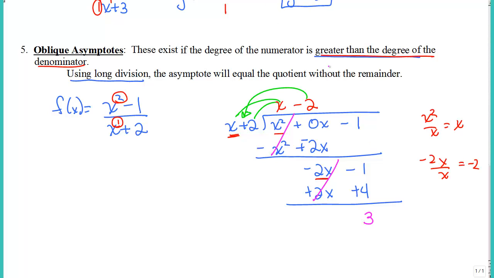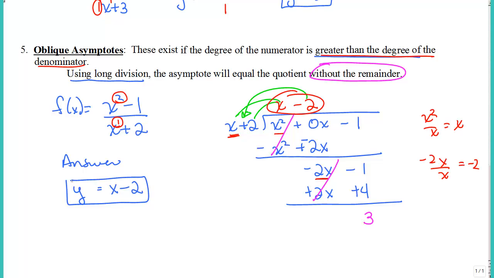We're not concerned about the remainder. We want the quotient, which is this part without the remainder. Now our answer, if you just put x minus 2, that's not right. We're looking for an asymptote, which is an equation of a line. It could be not a line, but in our case it's going to be a line. We need to know that this is going to be y equals x minus 2. How do you graph that? Well, you need to know that that's a line where the slope is 1 and b is negative 2. And so you'd come down here at negative 2 and go over 1 and up 1, and again you would represent that by a dashed line.